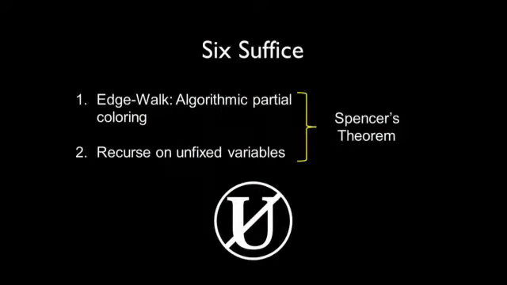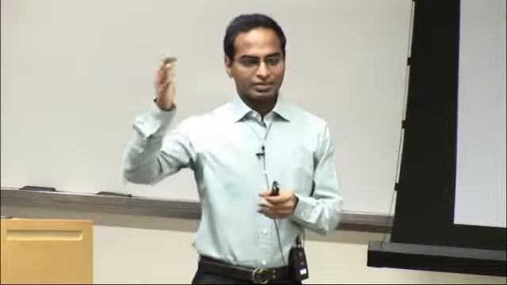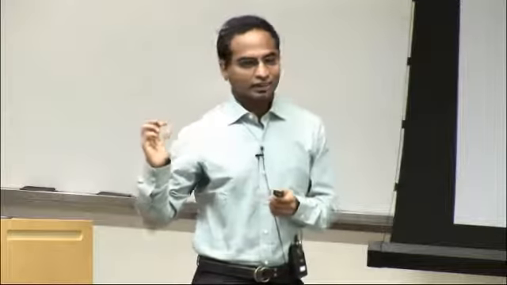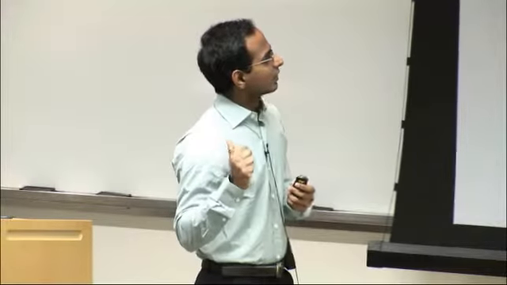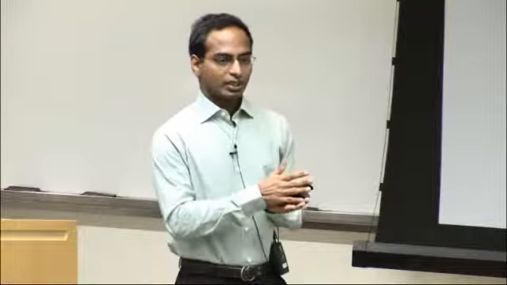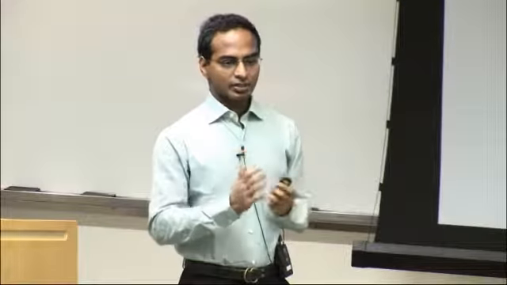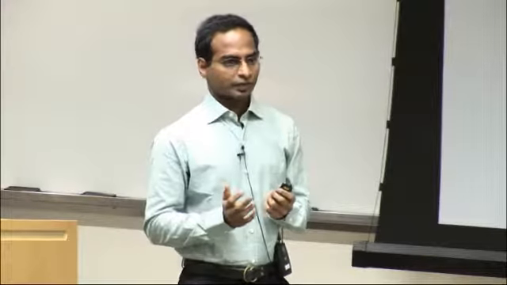So let me summarize. So you use our Edgewalk. We call it the Edgewalk algorithm because you're basically trying to walk on the edges of the polytope as much as you can. And so it gives an algorithmic form of the partial coloring lemma. You find a good partial coloring, and then you recurse on the unfixed variables as in Spencer's original argument. And you combine these two to get Spencer's theorem.